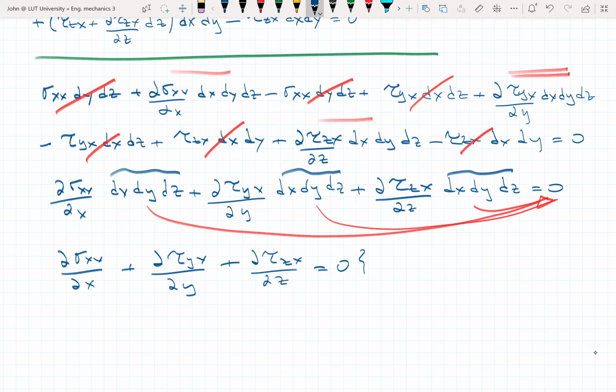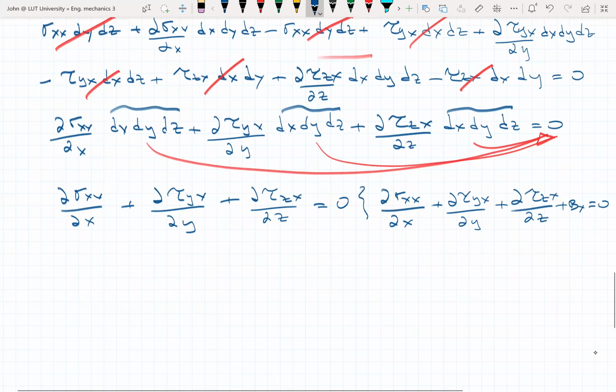I could include the force, the body force, in this equation of equilibrium if I had considered it before, and it would look something like this. It would be the same result as we have it here, plus the tau yx divided by dy plus the tau zx divided by z plus body force in x equal to 0. This is a way we could do it. Actually, let's write it in that fashion.